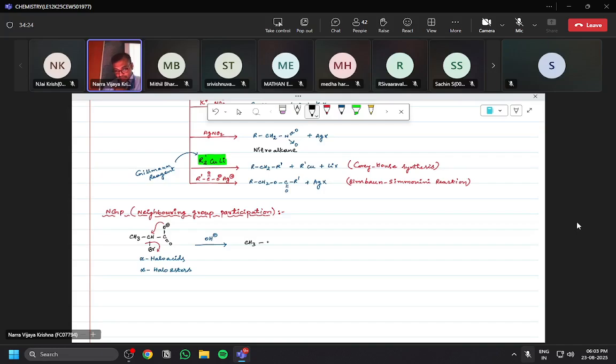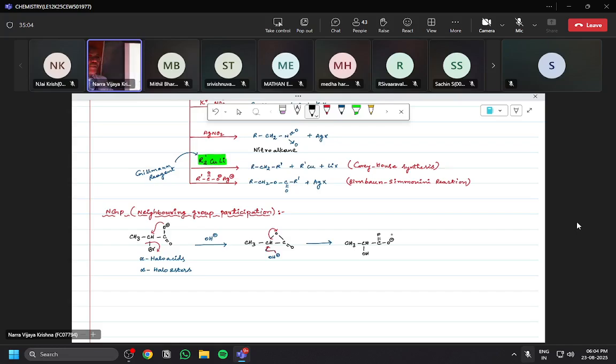CH3, CH, C double bond O. Correct? This O minus will attack, making this Br leave. Now, base will attack again. Base will attack over this, making this open. So the product will be CH3CHOHCOO minus. Indirectly, what we have done? Indirectly, Br is replaced by OH.